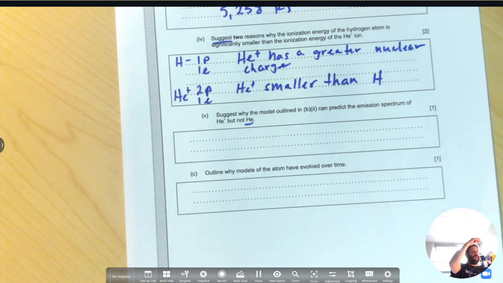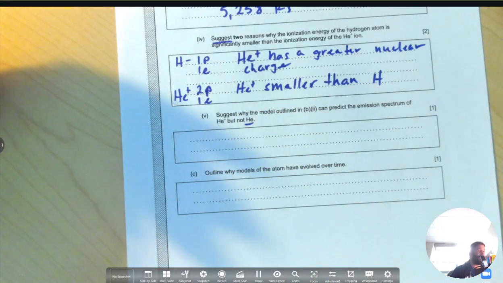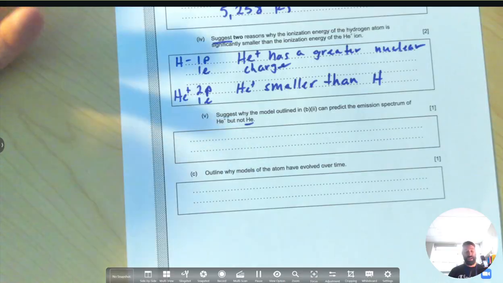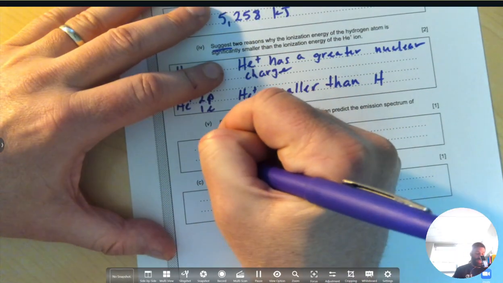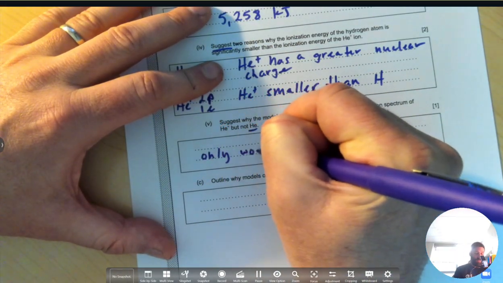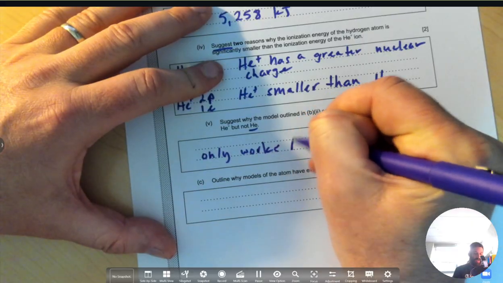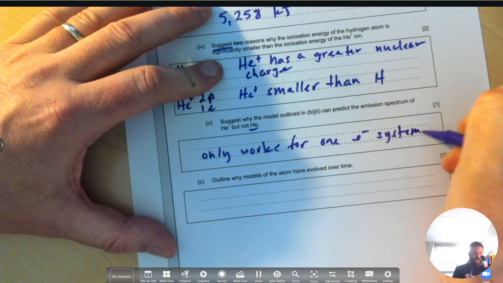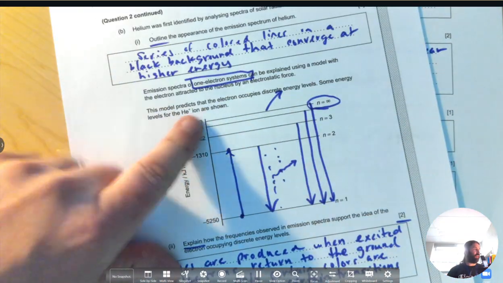And also, once you take away that electron from the helium atom, all the energy levels kind of compress a little bit. Right? So it says in the mark scheme, electron-electron interactions have to be taken into account. But I think only works for 1 electron systems would be best. I mean, for crying out loud, that's their wording.